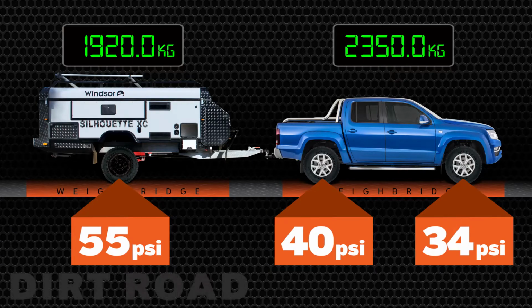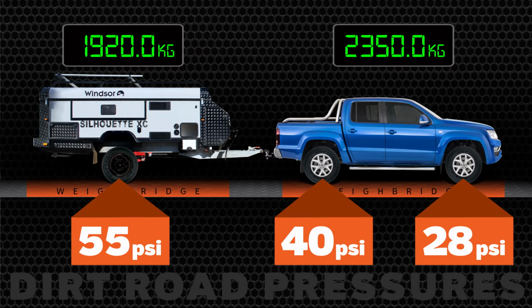When we then move into a dirt road situation with the same vehicle and trailer and the same weights, we can adjust the tyre pressures to suit. This means that they're now 28 psi for the front tyres, 33 psi for the rear tyres and 45 psi for the trailer. As a result of dropping those tyre pressures for the dirt road, it's going to give us a little bit of extra tyre flexibility and some better traction. But remember, if we drop our pressures, we need to drop our speed.